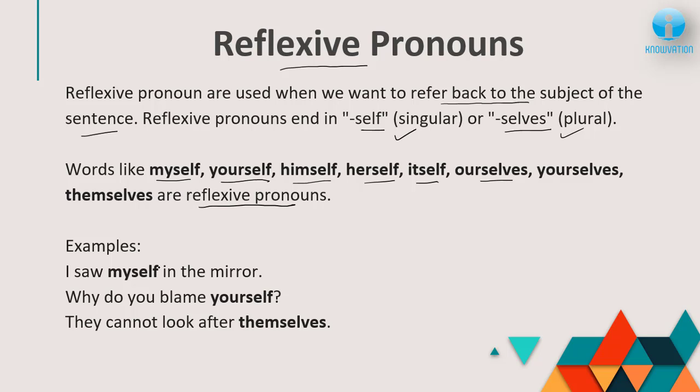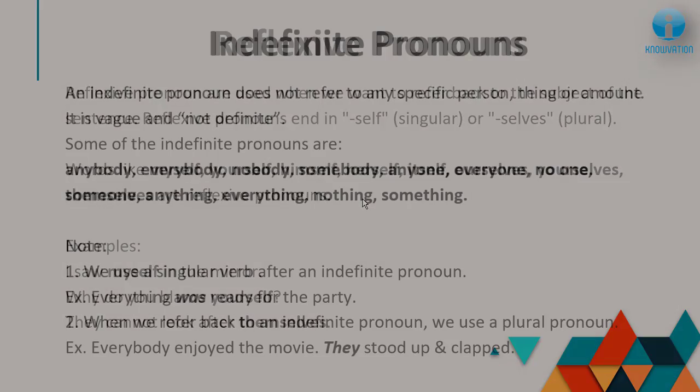Let's see the example. I saw myself in the mirror. So friends, here myself kisko point kar raha hai? It is referring back to I. So it is a reflexive pronoun. Why do you blame yourself? Now here yourself is referring back to you, so it is also a reflexive pronoun. They cannot look after themselves, so I am referring back to they, hence themselves is also a reflexive pronoun. I hope aapko ye clear ho gaya acche se.